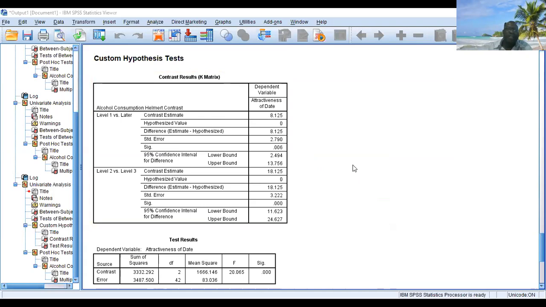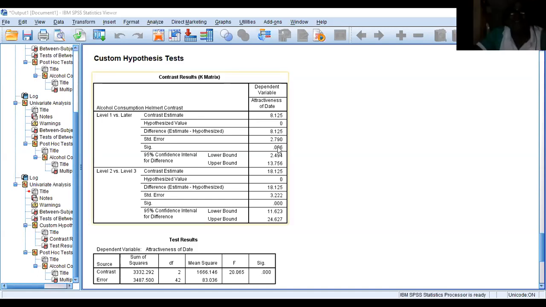Level one versus later. That's number one, which is no pint versus 2 pint, 3 pint, and 4 pint. That's what he did there. So now, if you look at it, can you see that it's significant? Yeah, 0.00.